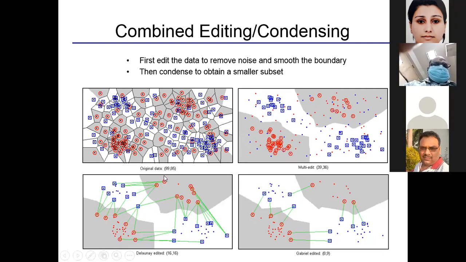Now there is the combination of editing and condensing, where you are taking the smaller set of data points as well as performing the editing. So Gabriel editing is used to check the neighboring points from one point to another, and both editing and condensing are also used here.